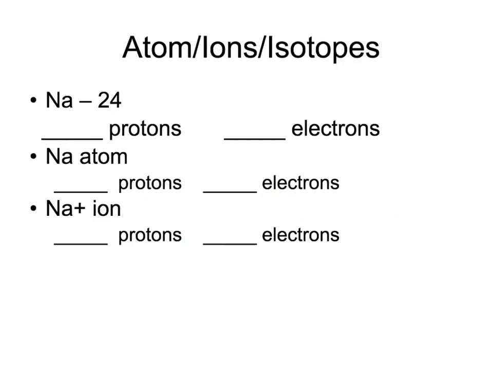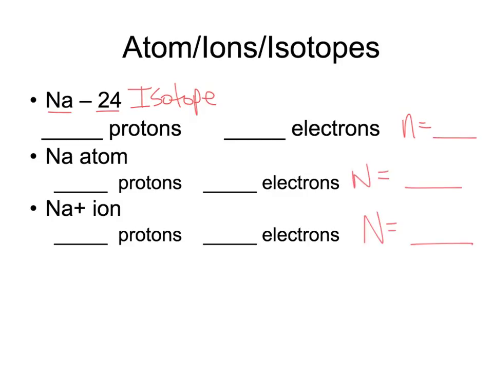All right, time to do some practice. Sodium 24. First thing you should recognize is that this is an isotope. And so our neutrons are going to change. On the second one, we have a neutral atom of sodium. And on the third one, we have a positively charged ion.